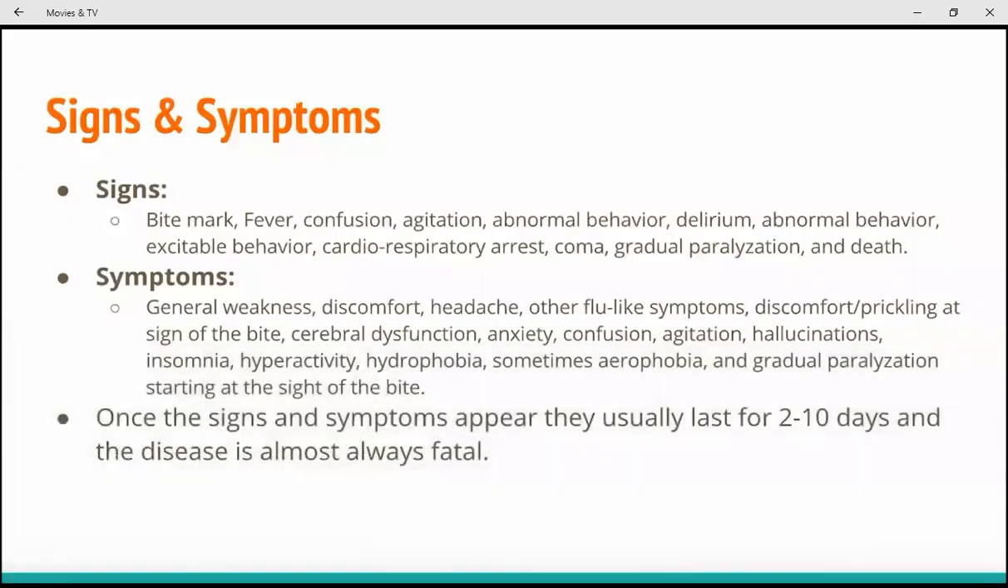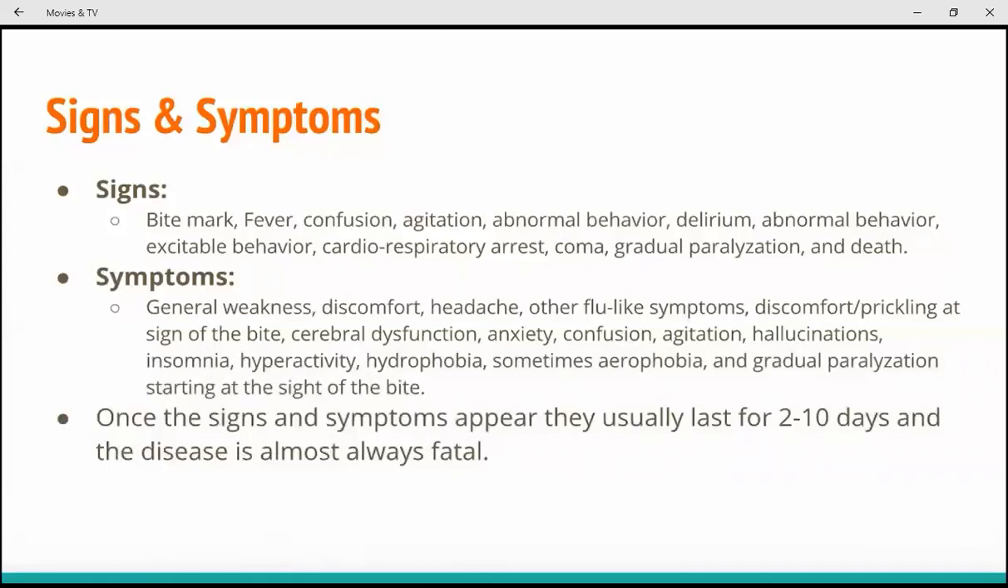Signs and symptoms of rabies. The first signs and symptoms of rabies include general weakness, discomfort, fever, headache, other flu-like symptoms, and discomfort or prickling at the site of the bite. These symptoms can last for days. Within a few days of these symptoms, the patient may experience cerebral dysfunction, anxiety, confusion, agitation, and then these signs and symptoms will progress to delirium, abnormal behavior, hallucinations, and insomnia.